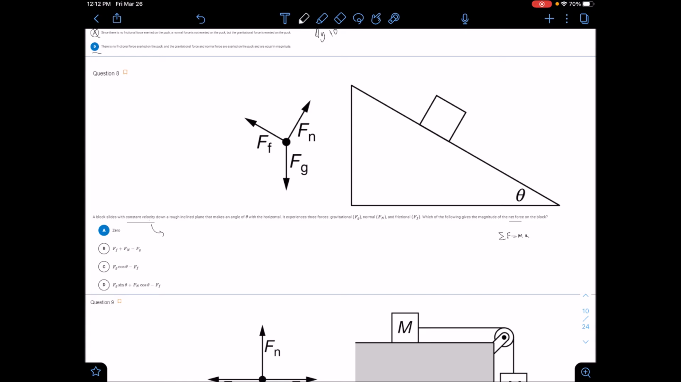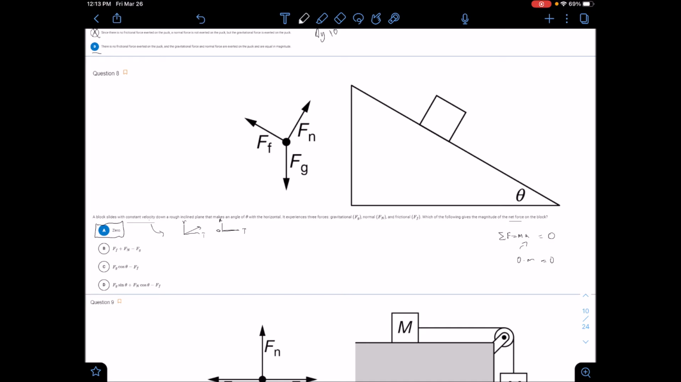This is telling us that it's constant velocity, which, if your velocity is constant, that means there's no change in velocity. That means that the acceleration is equal to 0. So if we plug it into our equation, 0 times the mass, or 0 times anything, is just equal to 0. So the net force will be equal to 0. Thus, A is our answer choice.